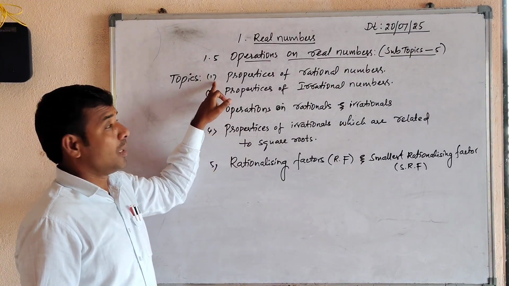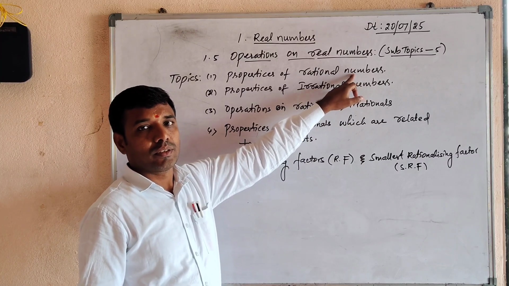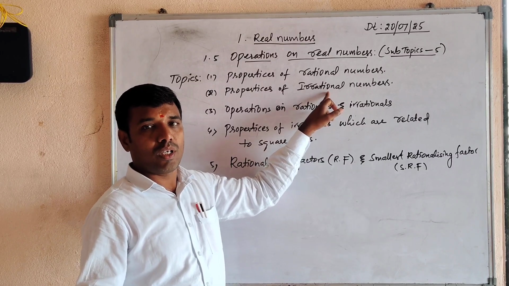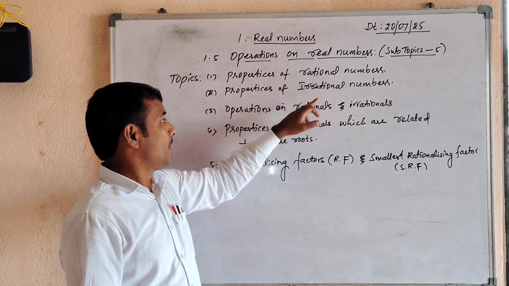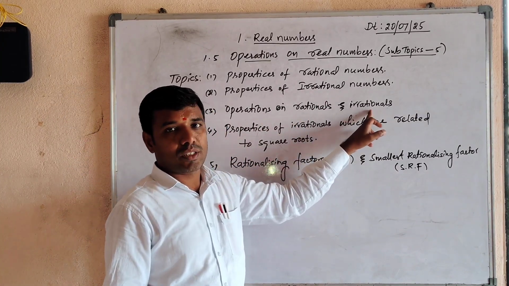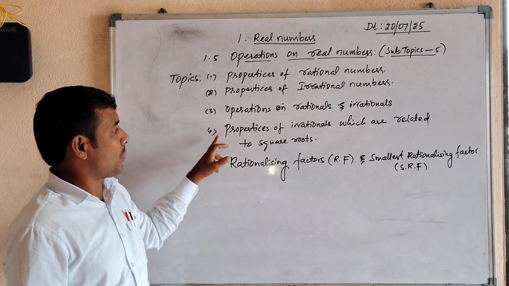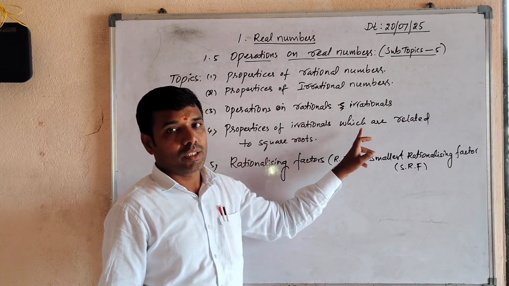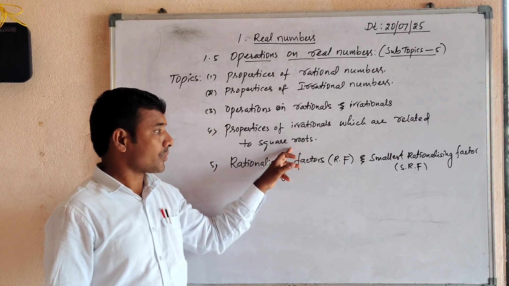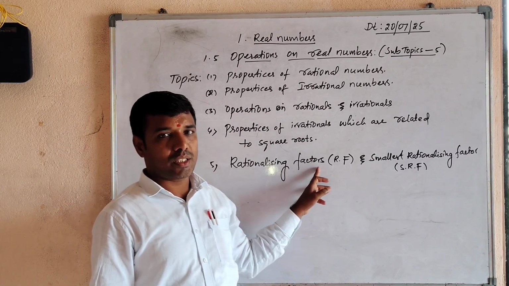One is properties of rational numbers, which we learned in the 8th class. Second is properties of irrational numbers, which we have to learn in 9th standard. Third is operations on rational and irrational numbers, which is also part of 9th class. Fourth is properties of irrationals related to square roots. Fifth, the last one, is rationalizing factors.